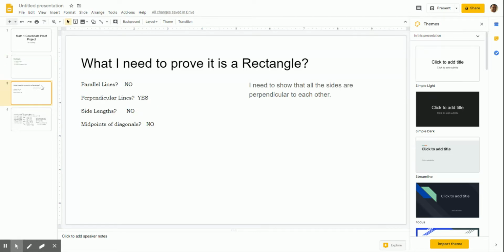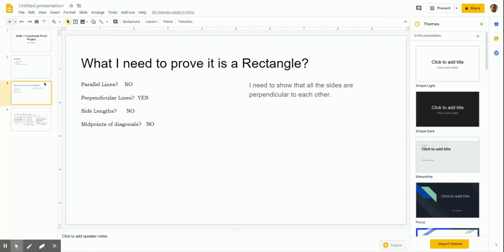So what do I need to prove that's a rectangle? Now, this is something that you need to really think about. This is not what it does. For example, if I'm looking at parallel lines, a rectangle has two pairs of parallel lines. But do I need to show it in order to prove it's a rectangle? Not really. The most important part of showing something is a rectangle is that it has four right angles.